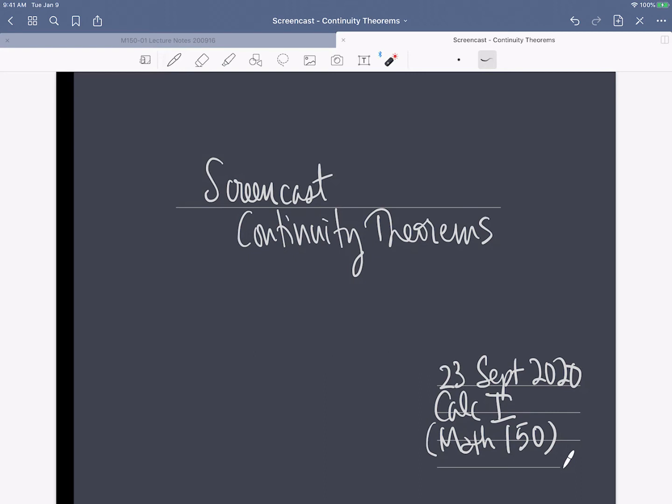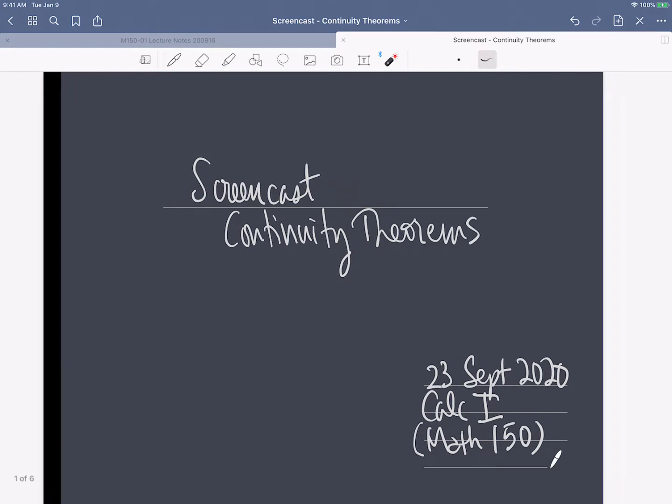Hey, this is going to be a short screencast on the continuity theorems. We mentioned these in class, but I'm going to say something about them, go a little deeper on a proof, and maybe talk about a slight extension of them. So sit back and enjoy.